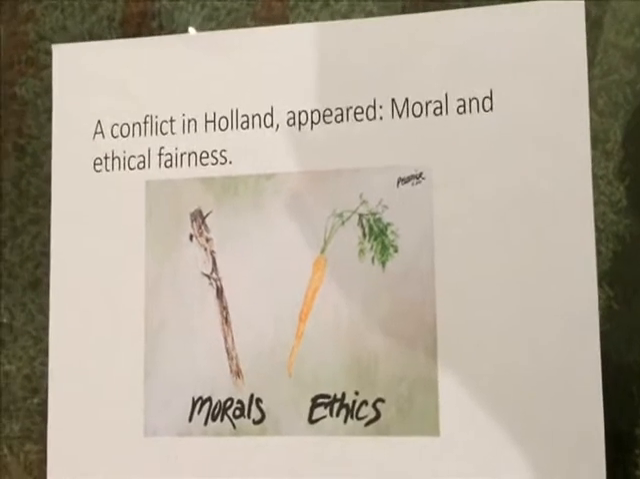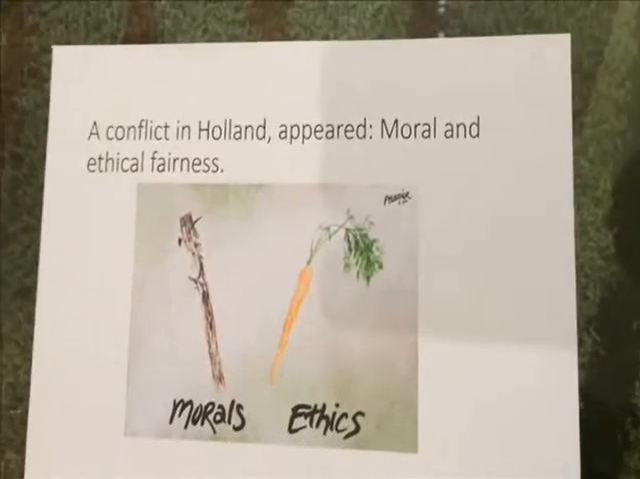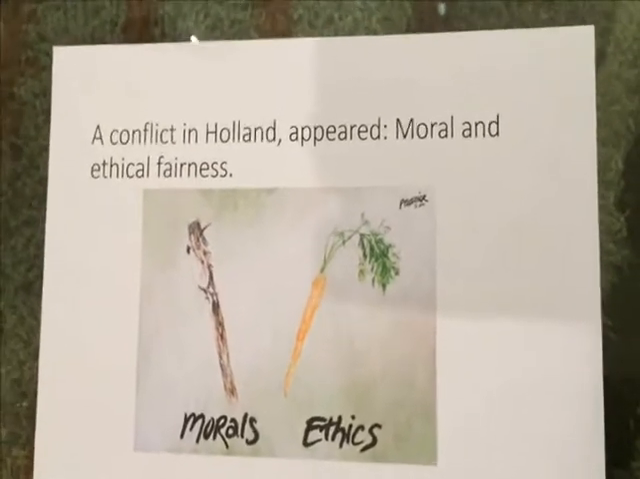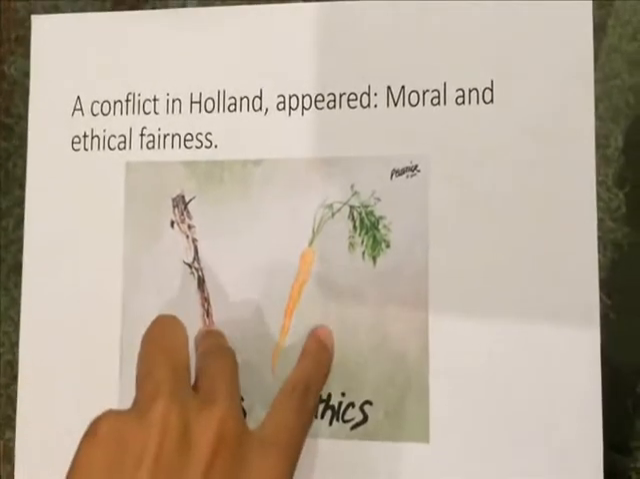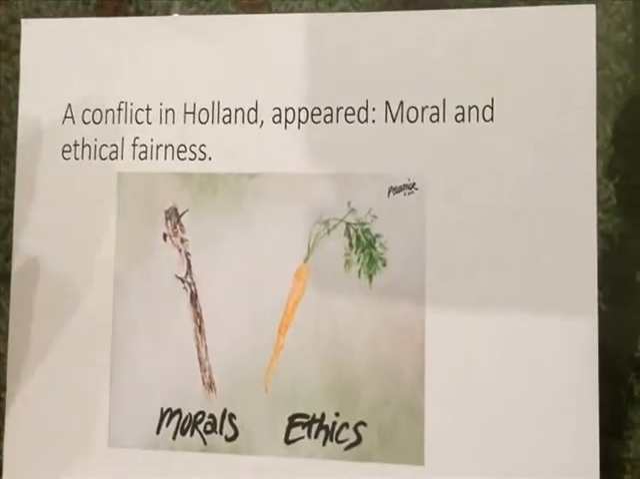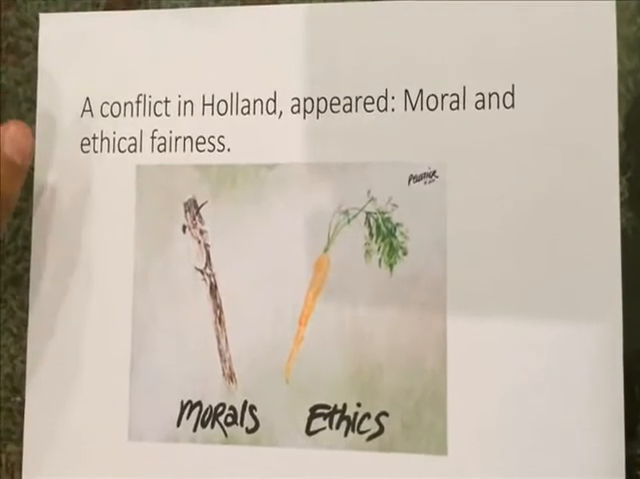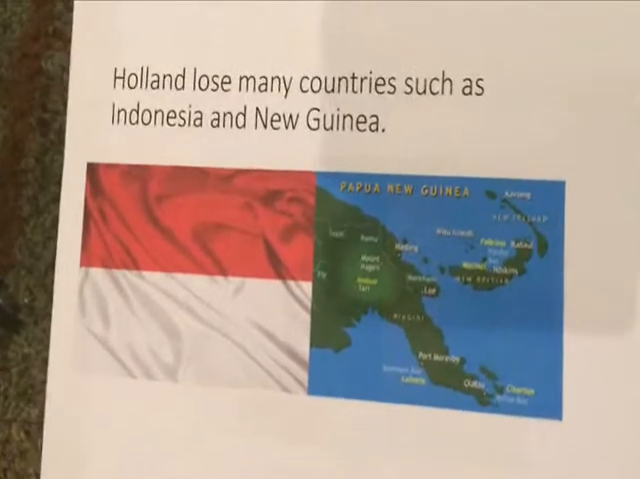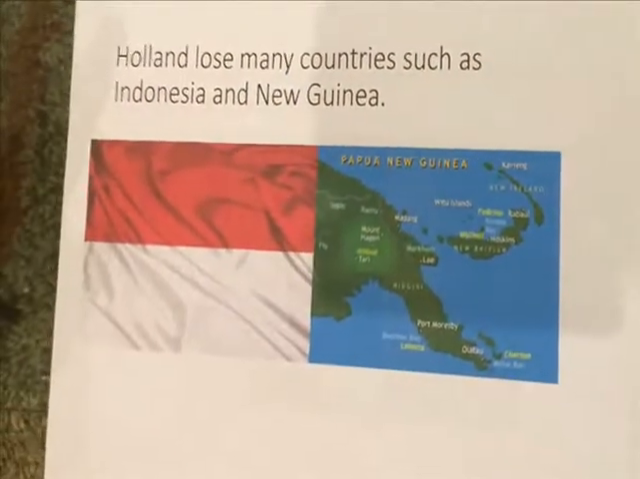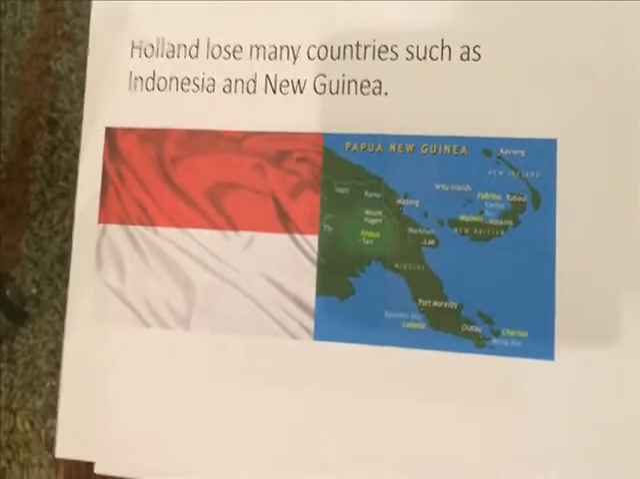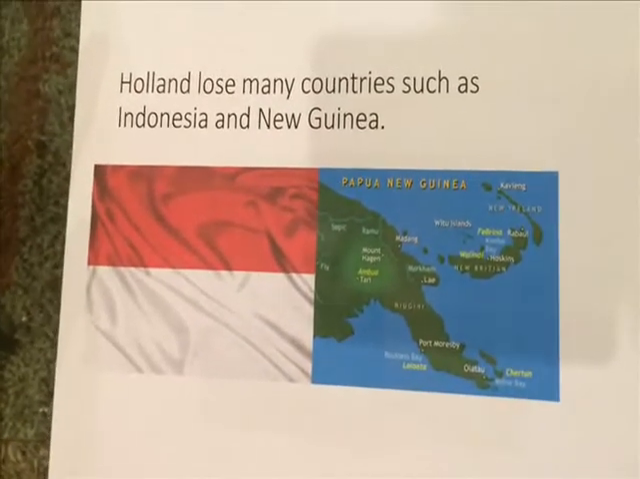I'm going to talk about the Dutch decay. By 1900, problems appeared in the whole Netherlands, including Holland. The imperialism became a big debate in Holland. The reason? The conflict was about moral and ethical fairness in the colonization by Holland. Besides Indonesia, which was lost to Japan in 1942, Holland kept many colonies until 1962, when they ceded many colonies such as New Guinea, Suriname, etc.